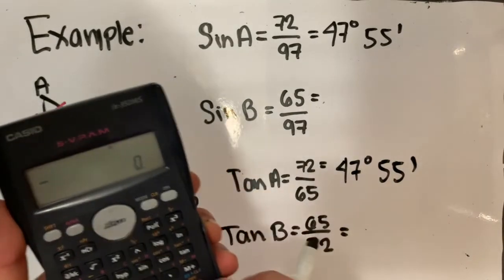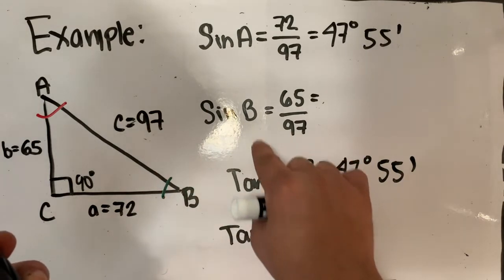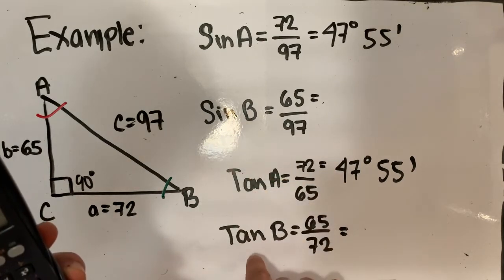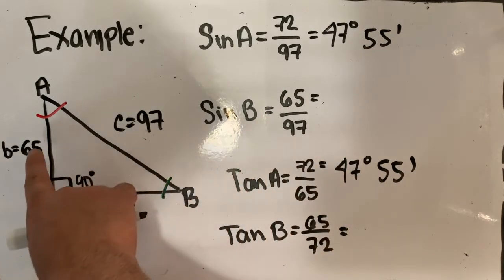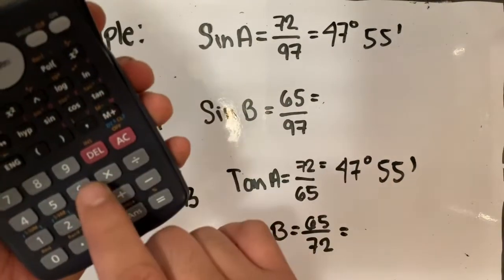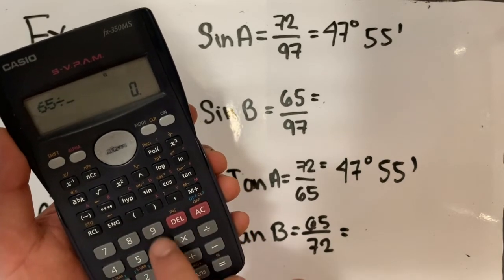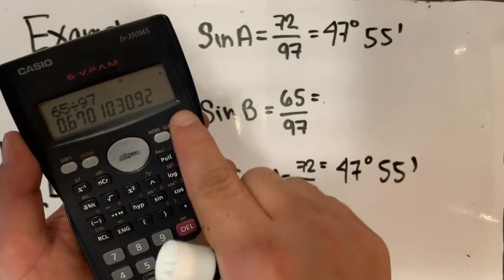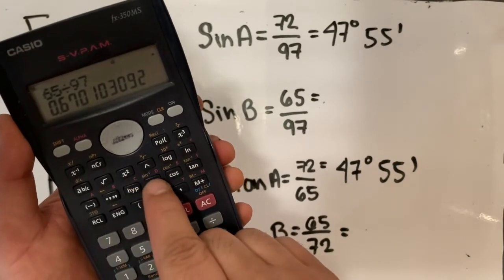Okay? Now let's start with the measure of the angle B. For the angle B, I got two different trigonometric functions. I am using sine and I'm using tangent. Sine of B is equal to 65, because it's the opposite, over the hypotenuse, over 97. So I'm going to press in the calculator 65 divided by 97 is equal to this result. Then I'm going to first press the button shift and then the button of sine.